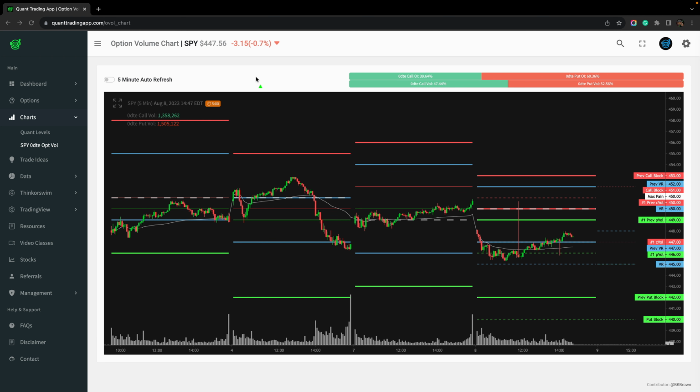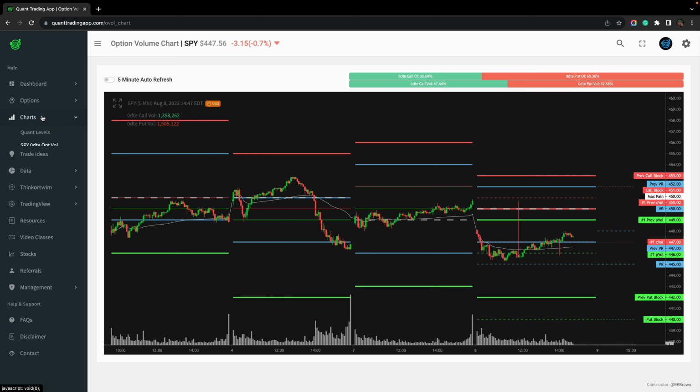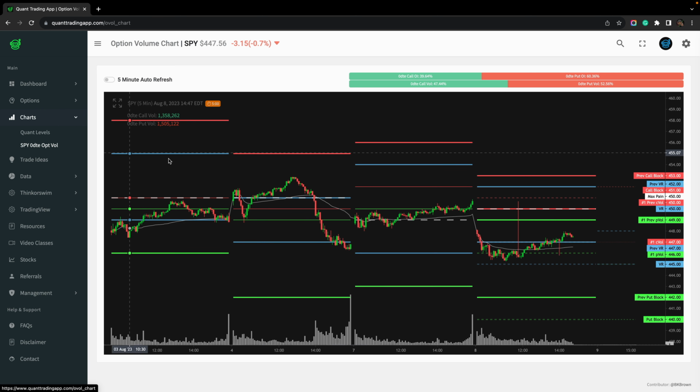It is a new page called the SPY 0DTE Options Volume Chart. So it's listed under the Charts tab. All you have to do is just click it to reveal it, and then once you click this button here, it will pull up this page that we're seeing on the screen right here.